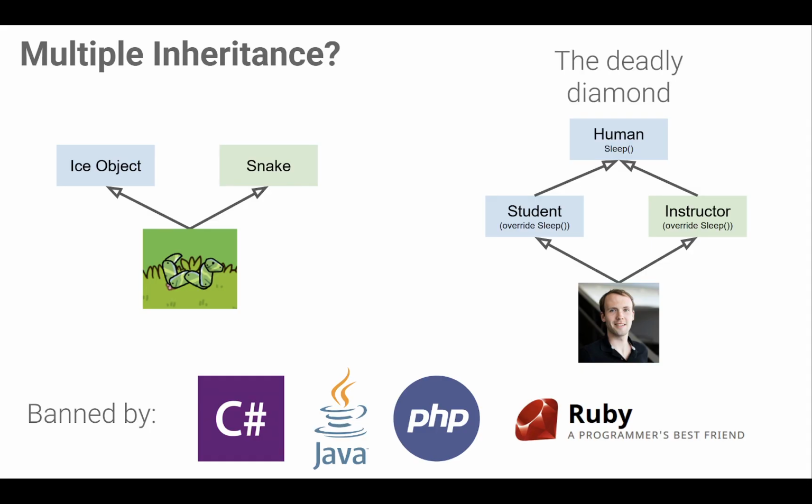So multiple inheritance just isn't really a thing we're going to be doing, okay? Deadly diamond is a big concern. We need a new approach. We need a new way to think about reusing code, okay? And composition is here to help us.